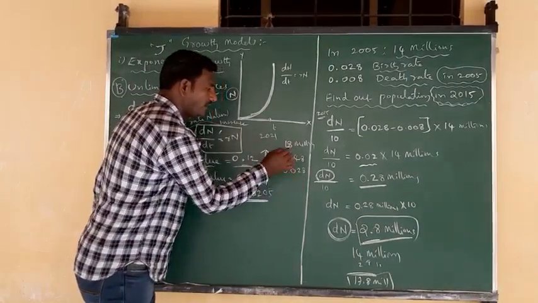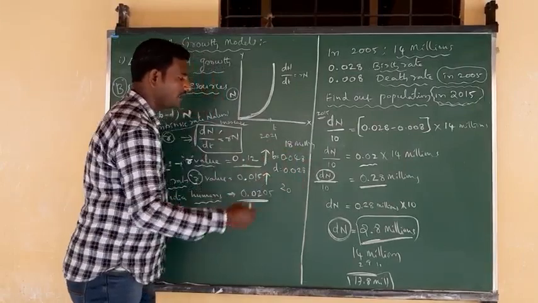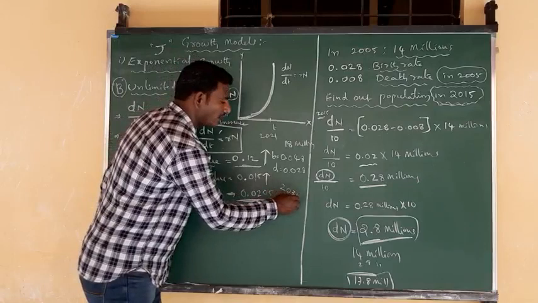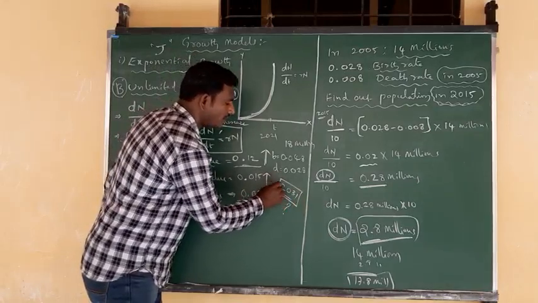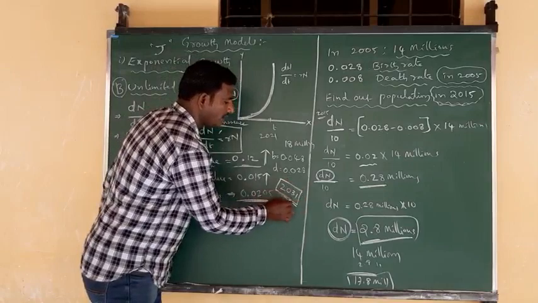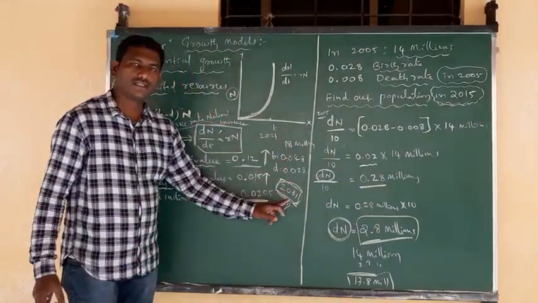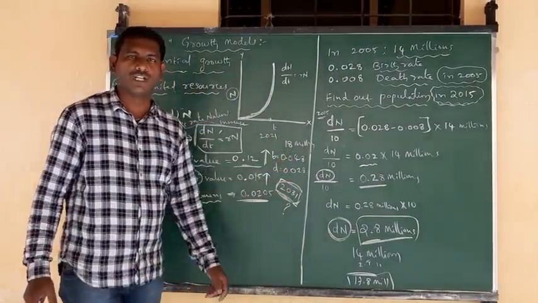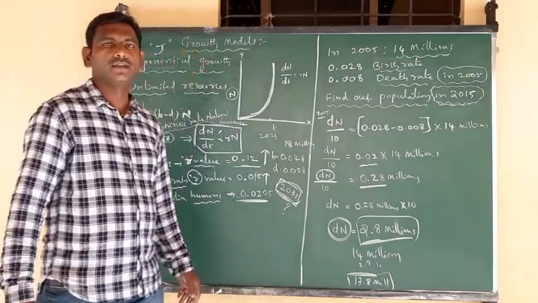Based on these values, find out the total individuals in 2031. So I want the total population in that habitat in 2031. Based on these values, I want the answer for the 2031 population. Find out. I will ask you personally. Okay.